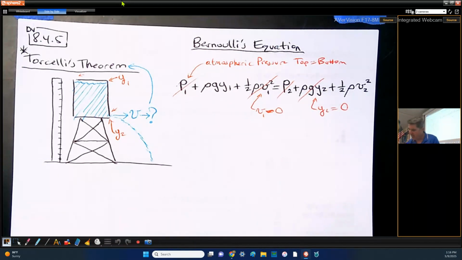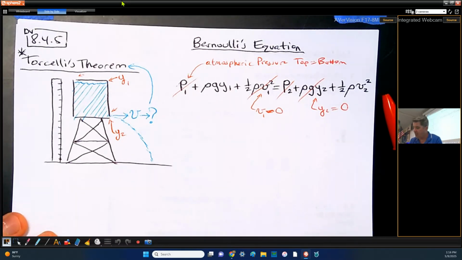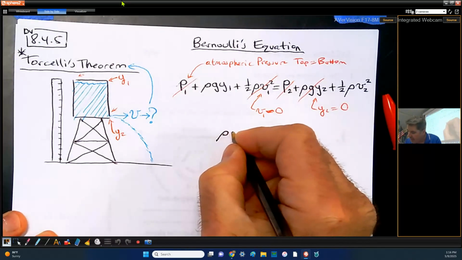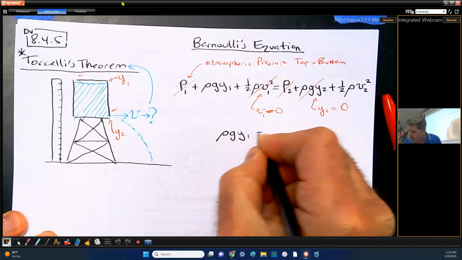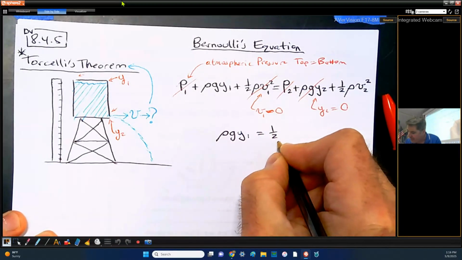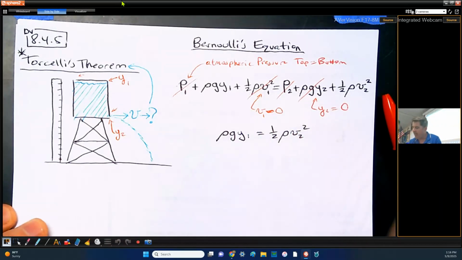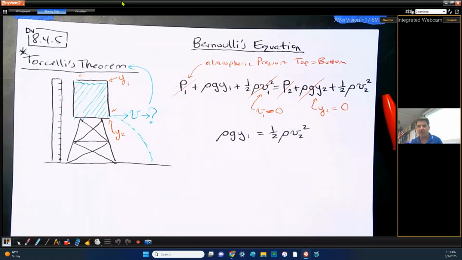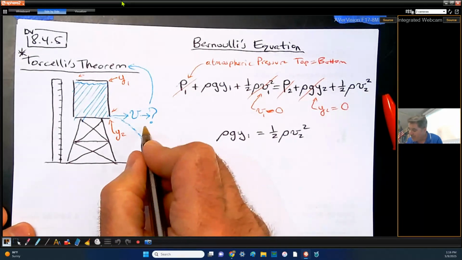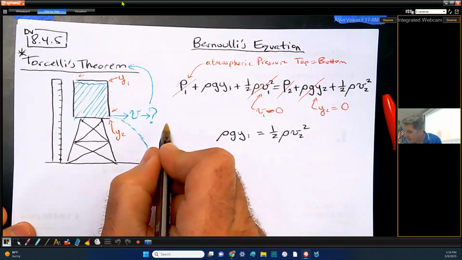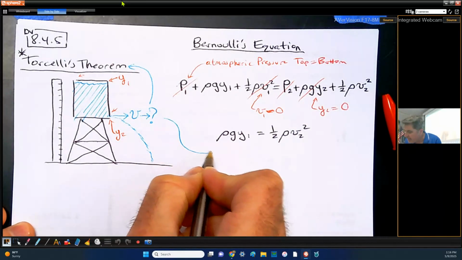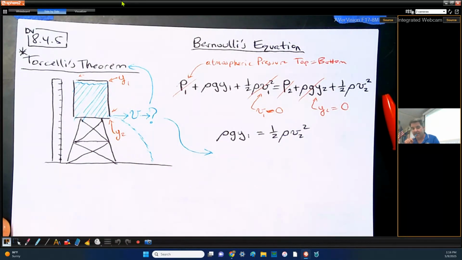So what are we left with? That's a pretty easy expression. It's just rho g y1 is equal to 1/2 rho v2 squared. And what is Torricelli's theorem? Torricelli's theorem is asking you to solve for velocity. That's Torricelli's theorem. So can you solve for velocity here? Can you solve for velocity there?